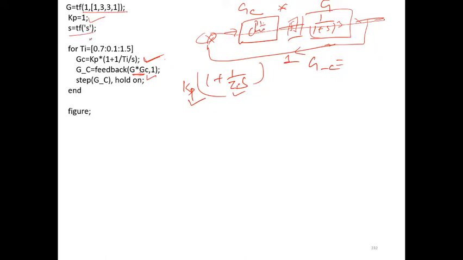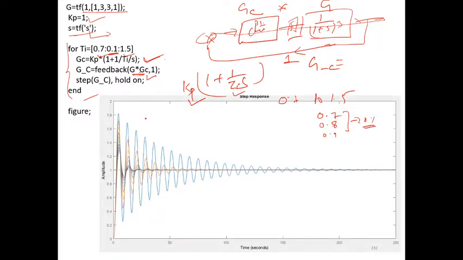So we have just taken s, which is the Laplacian operator, right? Now you can see tau I, we are going to vary from 0.7, you can take any value, 0.7 to 1.5, by varying with a step change of 0.1, so 0.7, 0.8, 0.9 and so on. So this is the for loop, you can simulate the system like this, okay. Now you can see here the response of the system by varying the different values of tau I, okay.